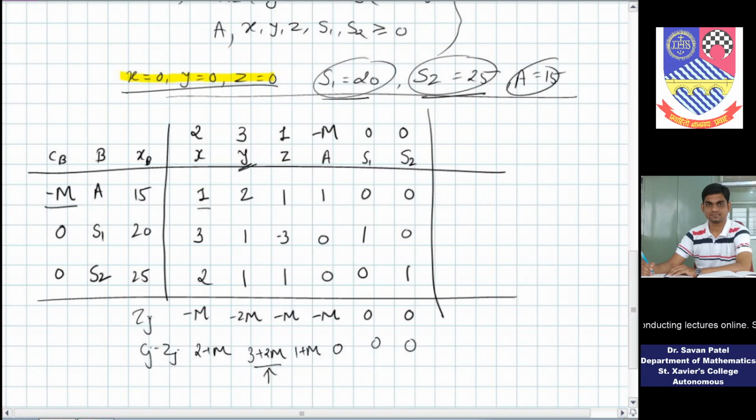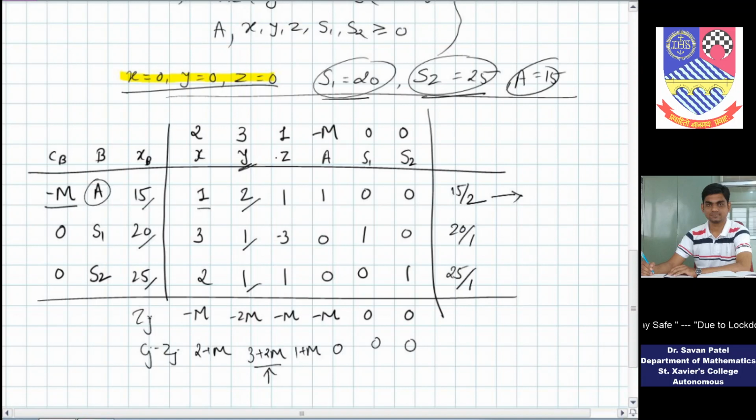Now to check which variable will leave the basis, we have to take a ratio of 15 by 2, take a ratio of 20 and 1, take a ratio of 25 and 1. So here the minimum is 15 by 2. So your variable a will leave the basis and y will enter the basis.